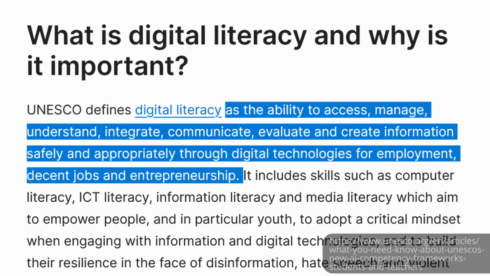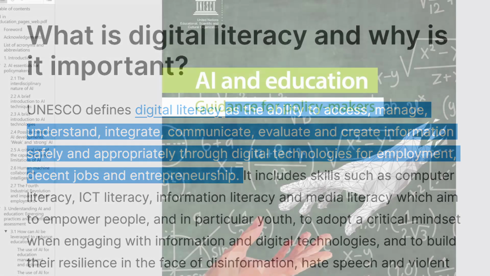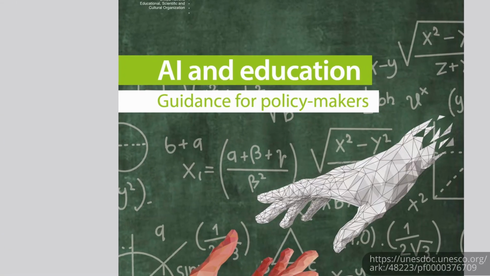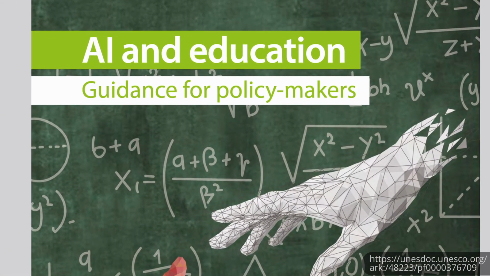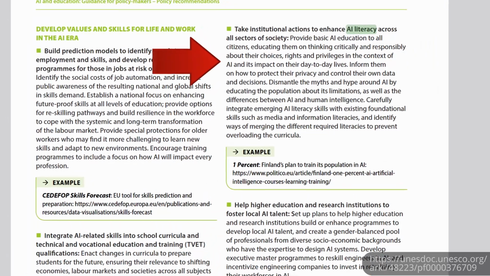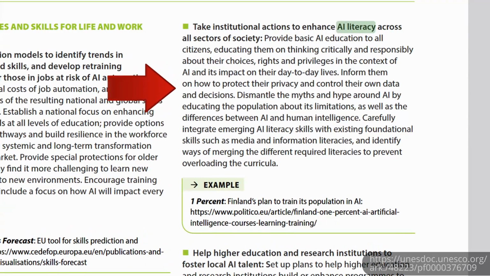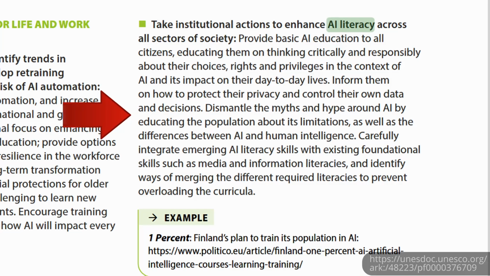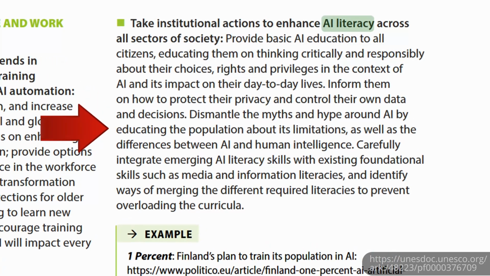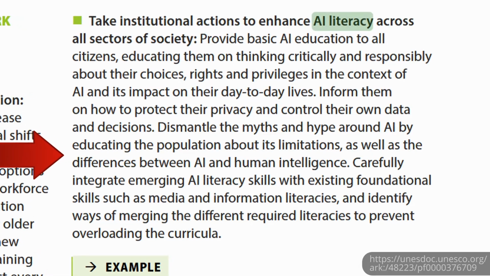Now, in defining AI literacy overall, it's important to have knowledge about that. We'll look at a United Nations report dealing with AI in education, guidance for policymakers. Here it defines AI literacy as thinking critically and responsibly about choices, rights, and privileges in the context of AI and its impact on day-to-day lives, protection of privacy and control of own data and decisions, and also understanding limitations as well as differences between AI and human intelligence.